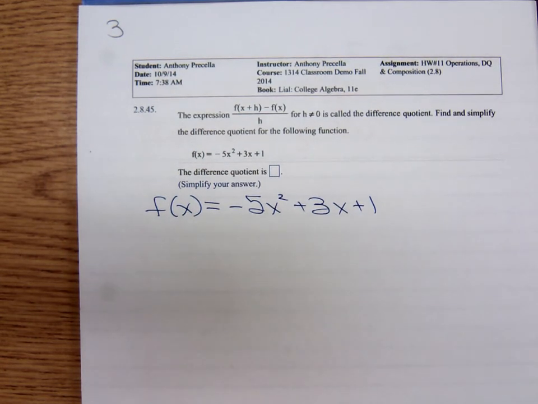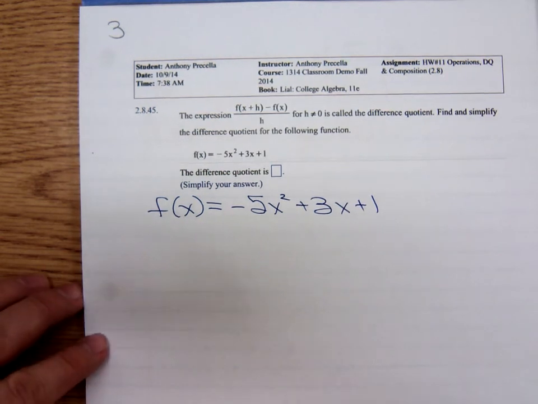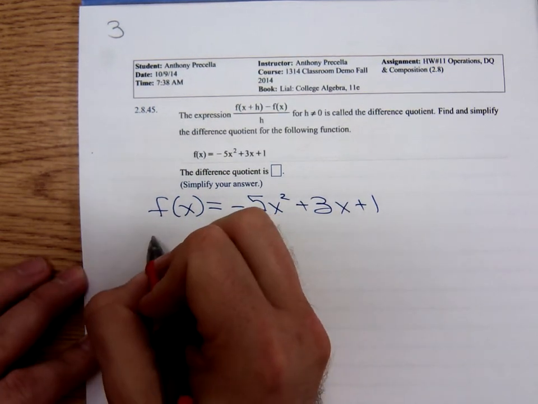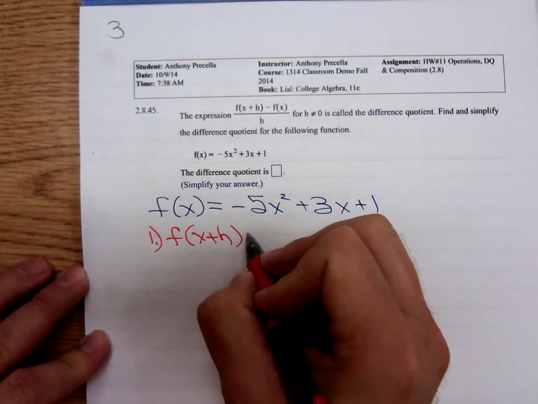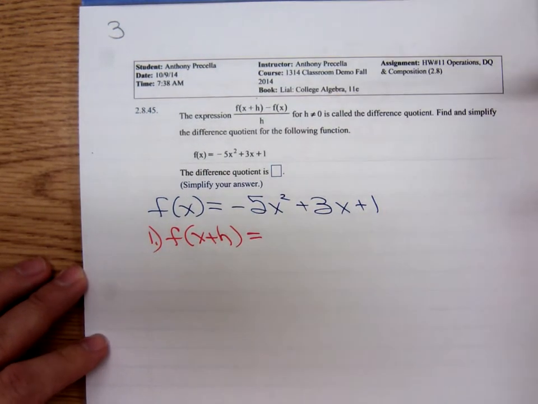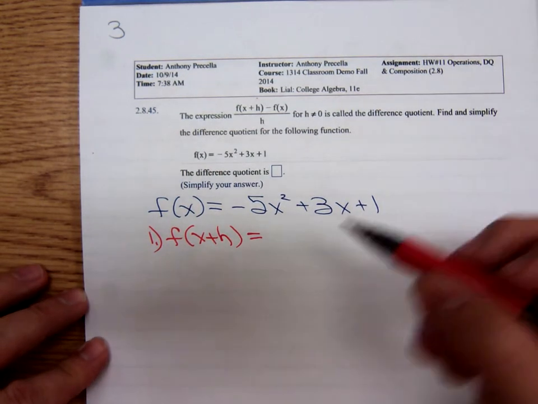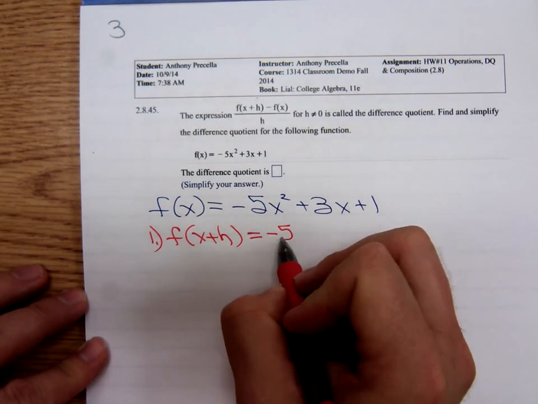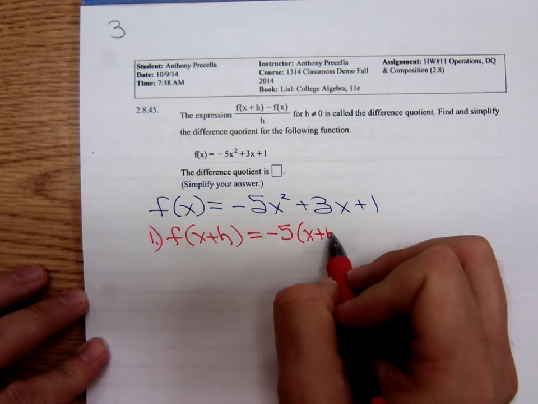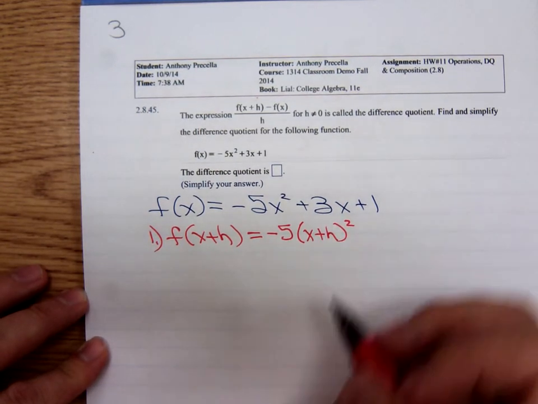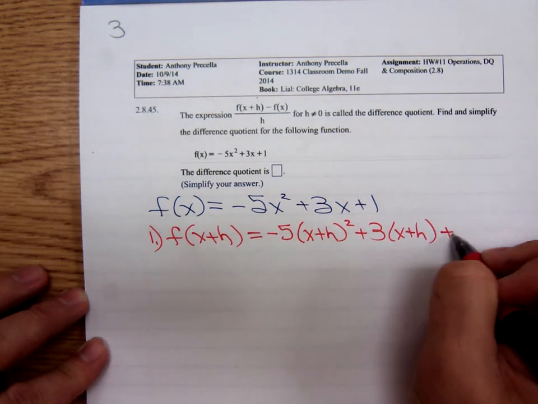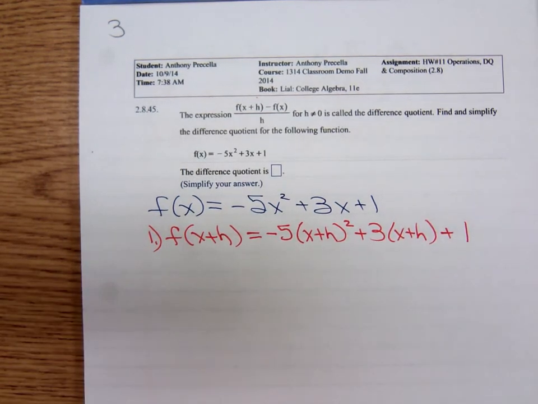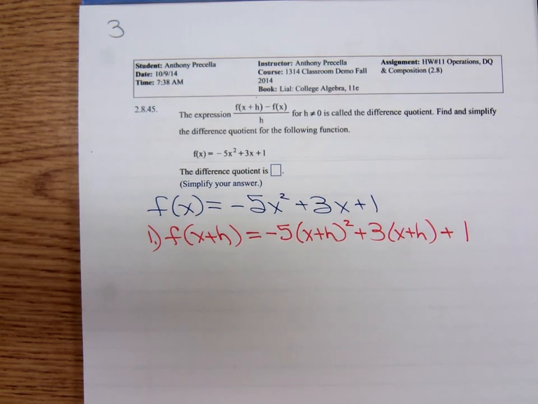The first thing I do, I'll do each step in a different color. The first thing I do is I find f of x plus h. That says you go through your function f. Everywhere you see an x, you write an x plus h. You go to your function f. Wherever you see a variable, you write your x plus h.